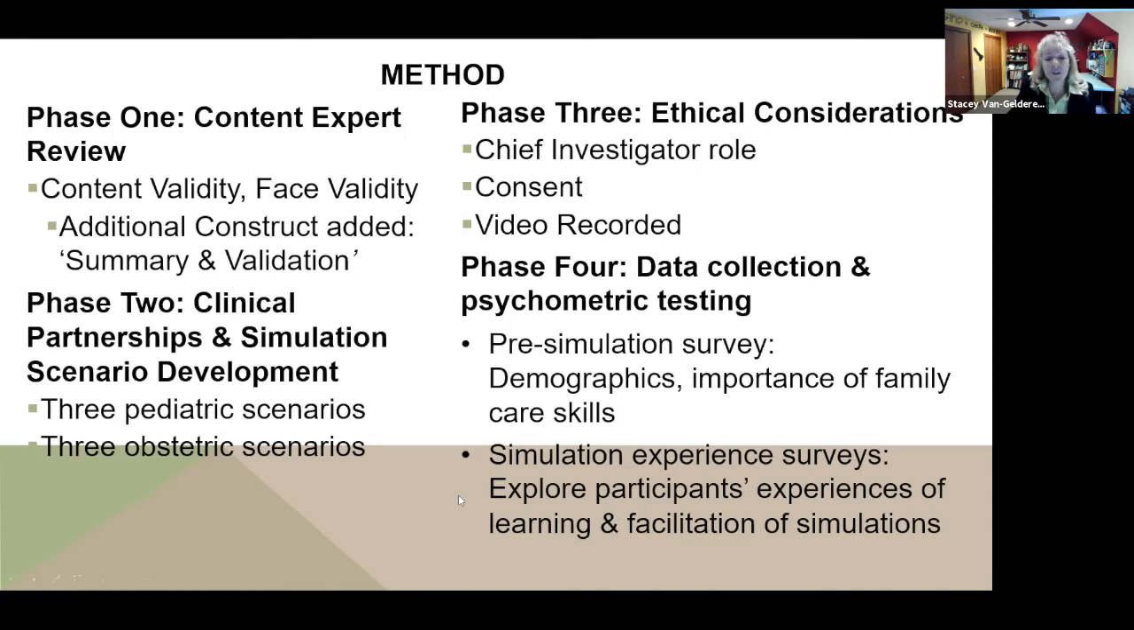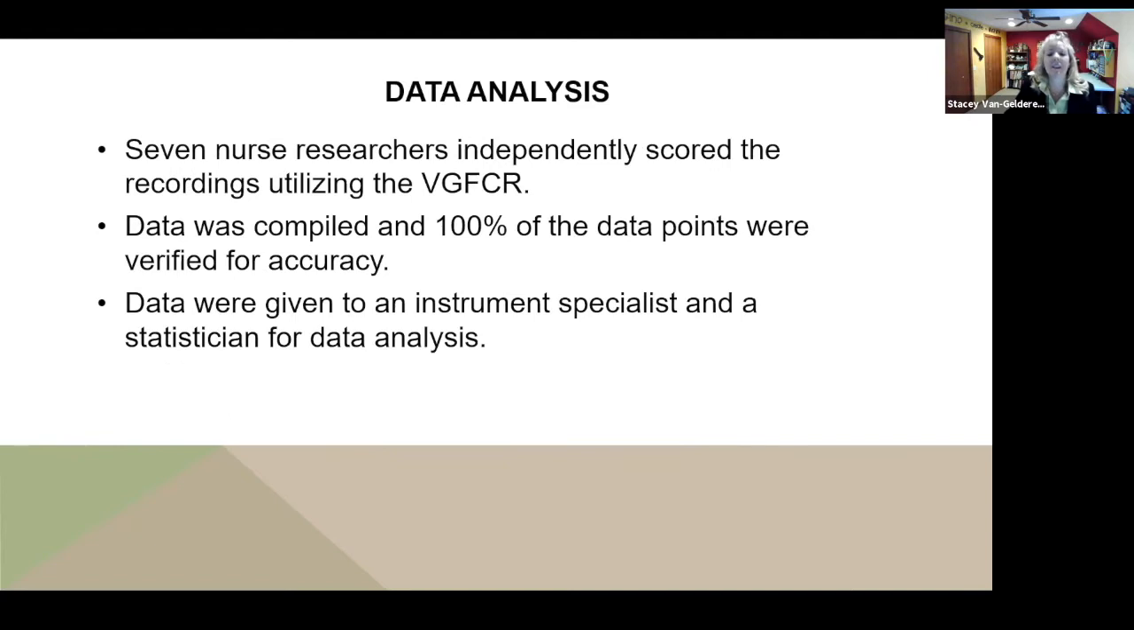Additionally, we had done a pre-survey, getting some demographics on all of our participants, finding out what their knowledge was about family care in general. And then we also did a simulation evaluation at the end, an anonymous survey, that tells about their experience and how they found that their learning went and how we facilitated things as well.